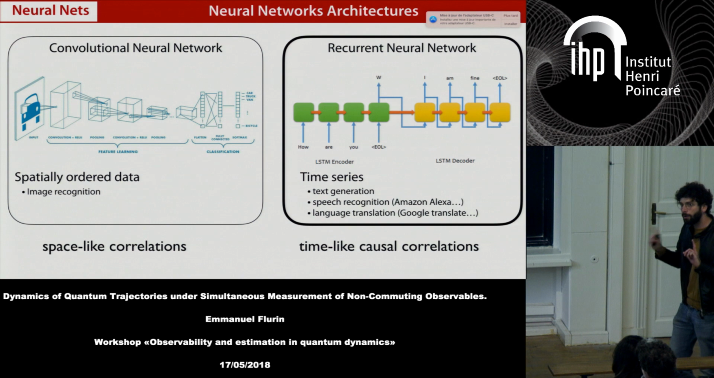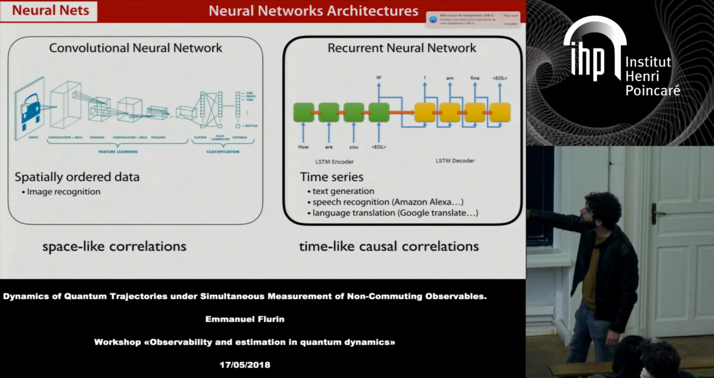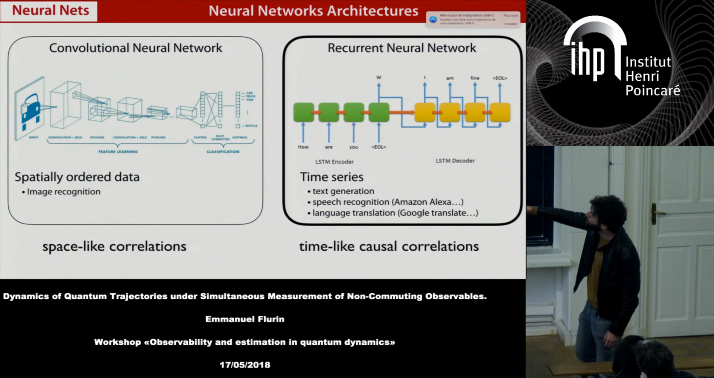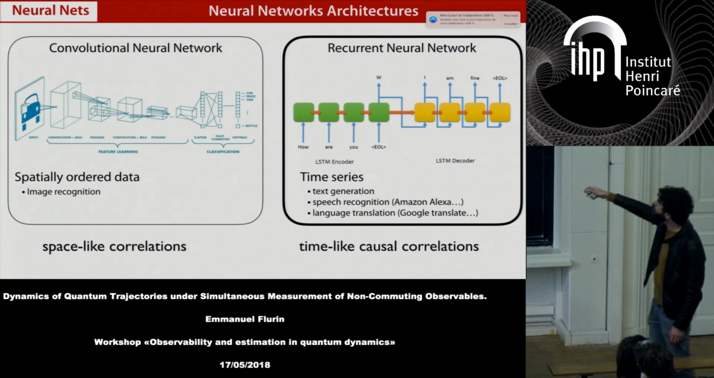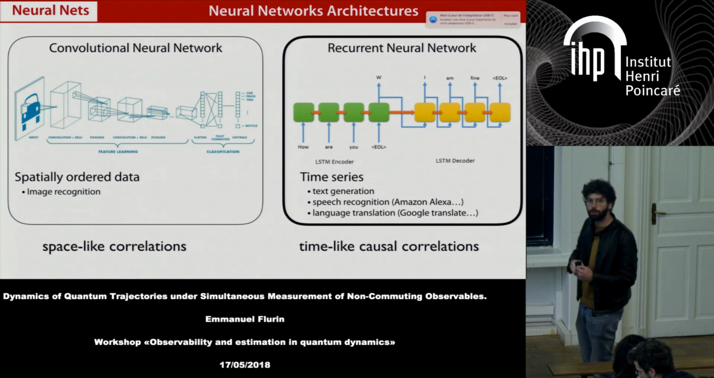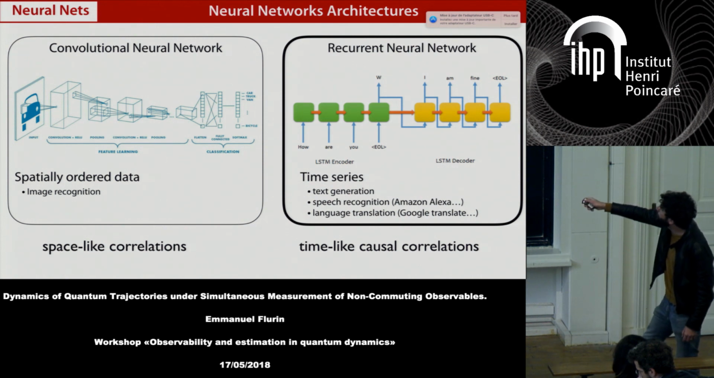You have two refined neural network architectures. The first one is the convolutional neural network, which is very well suited for spatially ordered data. You will typically use it to do image recognition, where the neural network is decomposed between nearest neighbors on a picture. The one we are going to use is the recurrent neural network, which is far more suited for time series, where you have some causal signal and you are inputting your signal step by step.